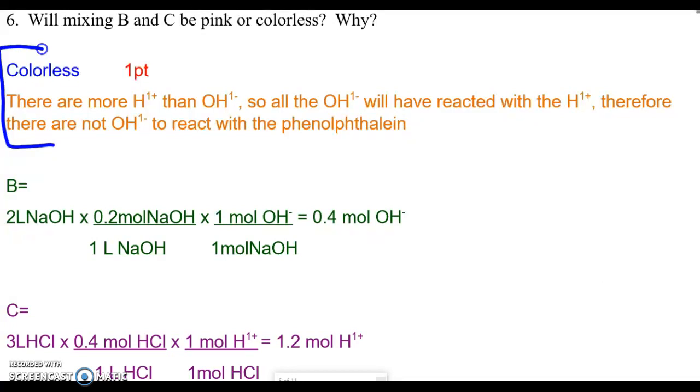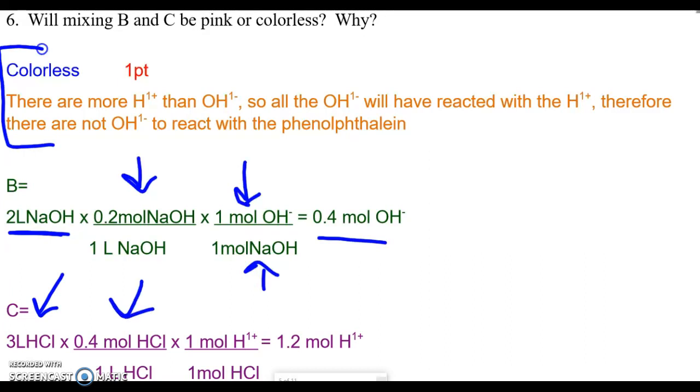So in solution B, I had 2 drops of the sodium hydroxide, so I can say I have 2 liters of it. I use the molarity in the problem as a conversion factor. And in 1 mole of sodium hydroxide, I have 1 mole of hydroxide ions, and I end up getting 0.4 moles of hydroxide. I had 3 drops of my hydrochloric acid. I use that molarity as a conversion factor. In 1 mole of hydrochloric acid, there's 1 mole of hydrogen ions, and that gives me 1.2 moles of hydrogen ions.